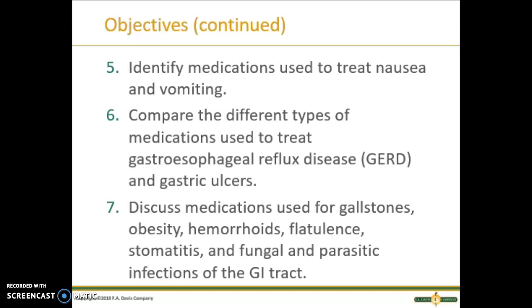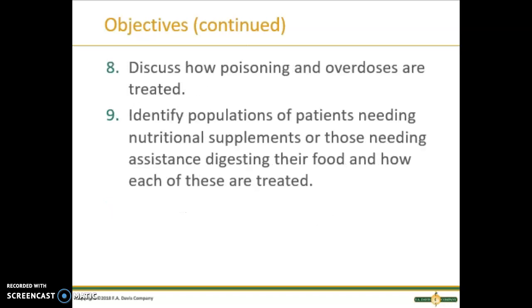identify medications used to treat nausea and vomiting, compare the different types of medication used to treat gastroesophageal reflux disease or GERD, G-E-R-D, and gastric ulcers. Discuss medications used for gallstones, obesity, hemorrhoids, flatulence, stomatitis, and fungal and parasitic infections of the GI tract. Discuss how poisoning and overdoses are treated, and identify populations of patients needing nutritional supplements or those needing assistance digesting their food, and how each one of these are treated.